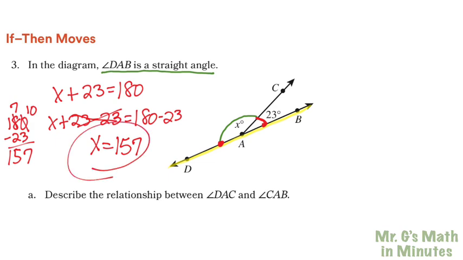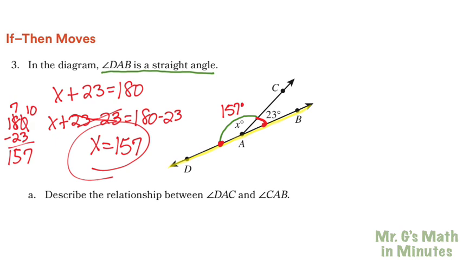So there's our X. That is also what this angle here is equal to. Then it says to describe the relationship between angles DAC and CAB. Well, we already did that, really. We said that those two angles put together equal 180 degrees. That means they can be called supplementary angles, linear pairs because there are two of them, or angles on a line.